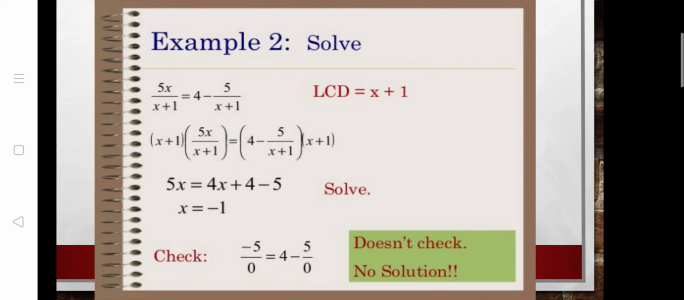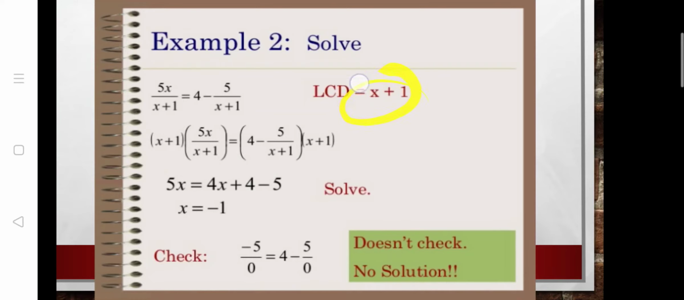Another example, we have 5x over x plus 1 is equal to 4 minus 5 over x plus 1. So again, first, find the LCD. So just get this denominator, that is our LCD. Then the denominator of 4 is 1, so we don't need to get that. And the denominator of this term is x plus 1 as well, so we don't need to repeat x plus 1. Therefore, our LCD is just x plus 1, okay?